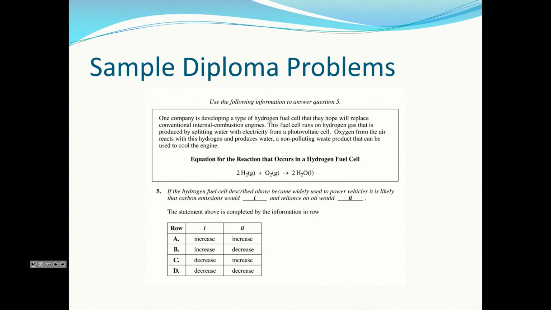So this is talking about a hydrogen fuel cell. If the hydrogen fuel cell described above became widely used to power vehicles, it is likely that carbon emissions... we've got to read it. One company is developing a hydrogen fuel cell that runs on hydrogen produced from a solar panel. Yeah, that's really good. So we would definitely decrease our carbon emissions, and our reliance on oil would decrease as well. So D is going to be our answer.